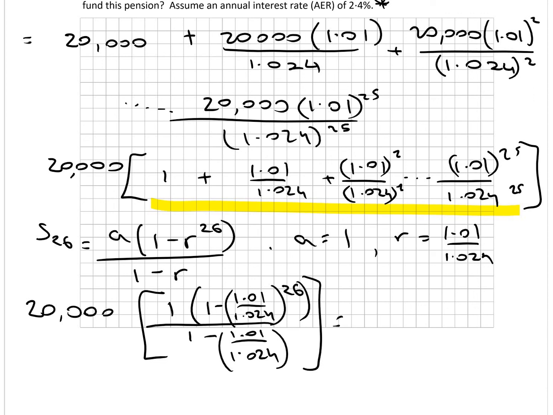And we plug that into the calculator and we get a result of 440,132.4015. So that is the amount that they need to now save in order to pay that retirement plan.